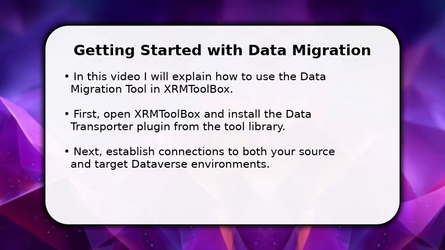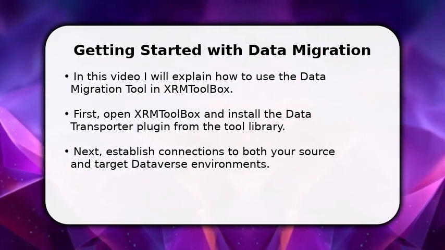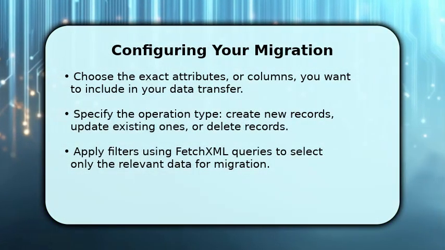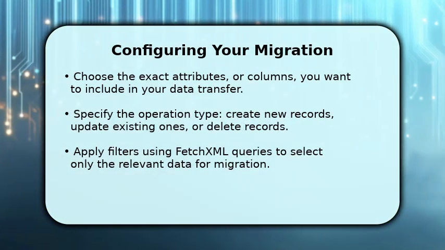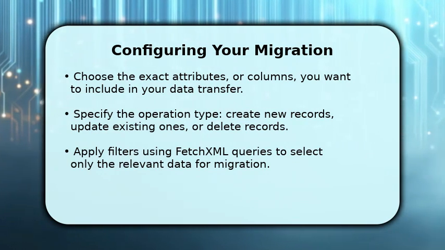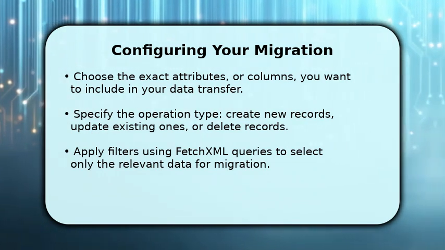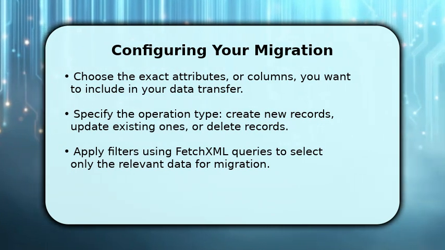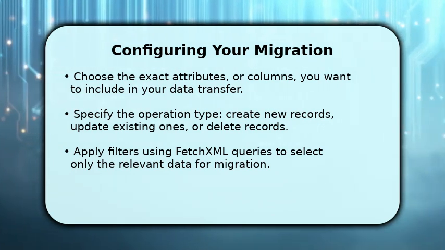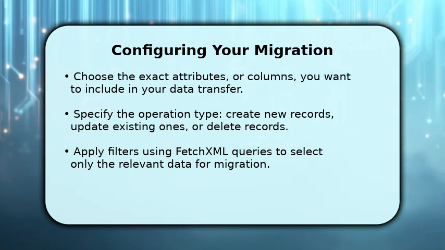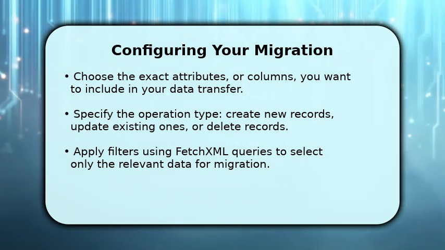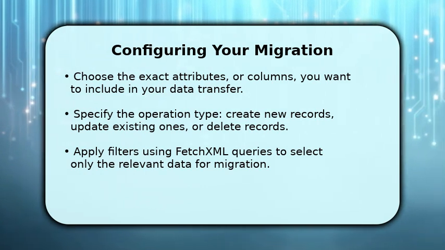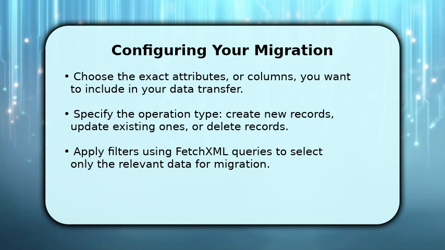After connecting, select the specific entity or table whose data you intend to migrate. Now that you are connected, it is time to configure your migration. Carefully choose the exact attributes or columns you wish to include in the transfer. Next, specify the operation type you need. You can create new records, update existing ones, or even delete records in the target environment. For precise control, apply filters using Fetch XML queries to select only the relevant data.